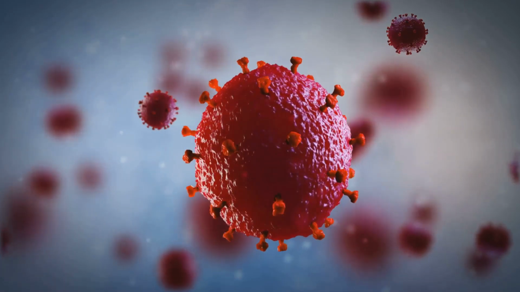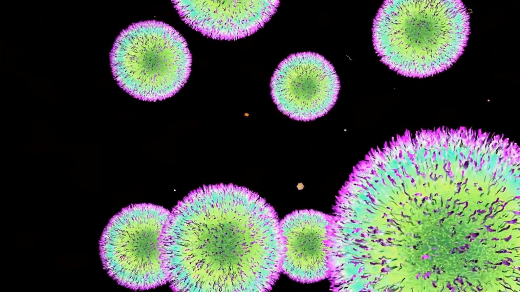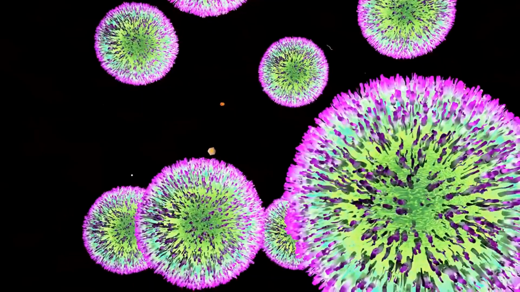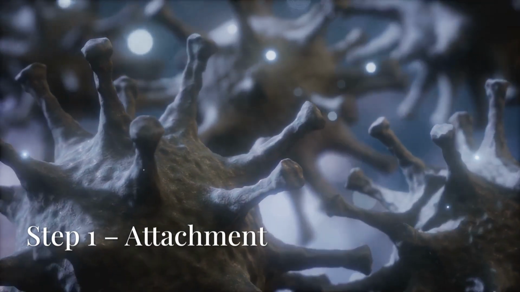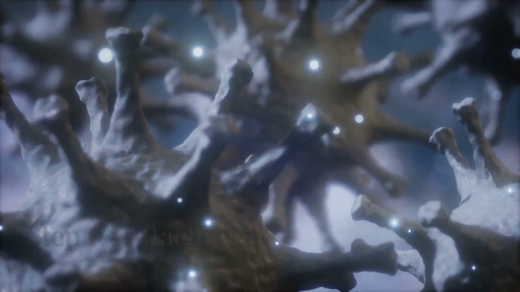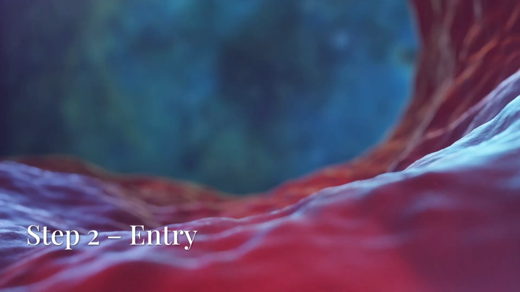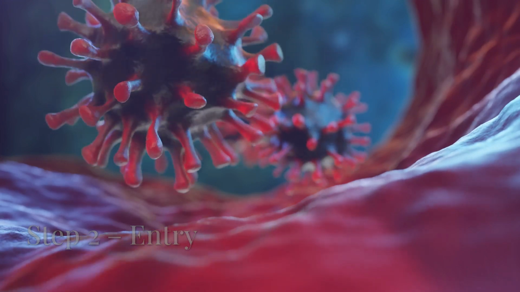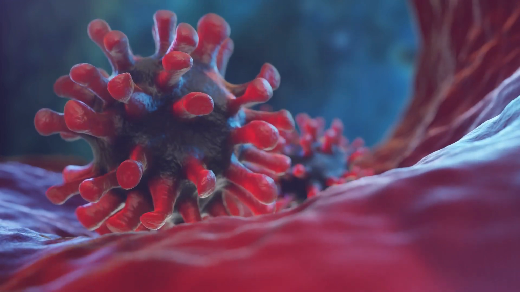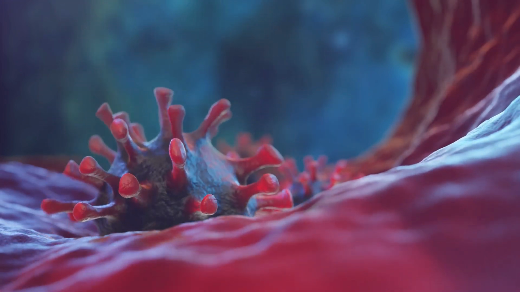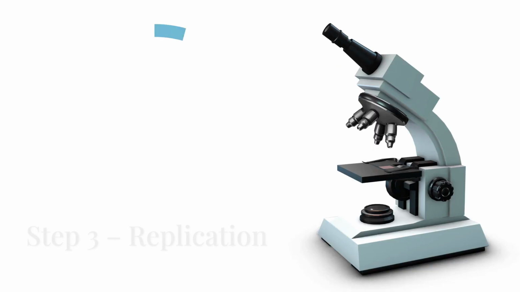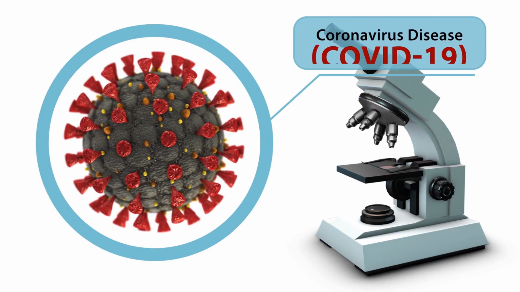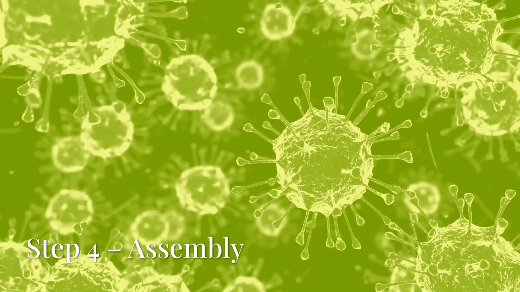Okay, here's where it gets wild. Viruses basically hijack your cells to make more of themselves. Let's walk through the steps together. Attachment. The virus locks onto a receptor on the host cell. Entry. It injects its genetic material inside, or the whole virus is engulfed. Replication. The host's machinery copies the viral DNA or RNA.